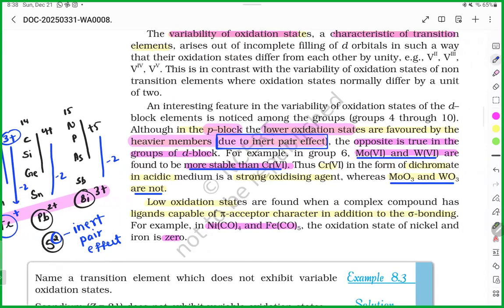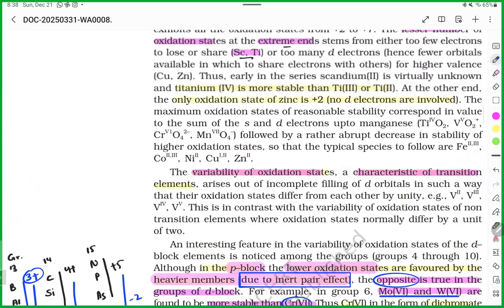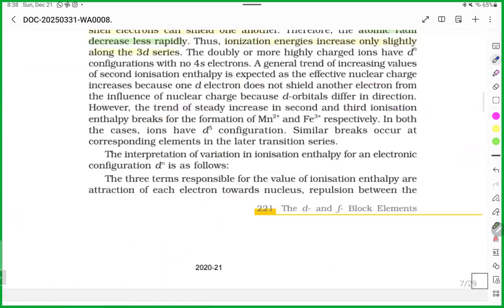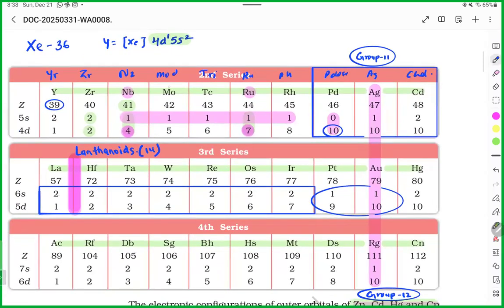Okay. But in case of d block elements, it is opposite. How? Heavier elements will show higher oxidation state. Example, if you see, chromium with the +6 oxidation state is not so stable, but the elements present below chromium, molybdenum, tungsten, seaborgium, all these elements which I just encircled, molybdenum and tungsten are highly stable with +6.